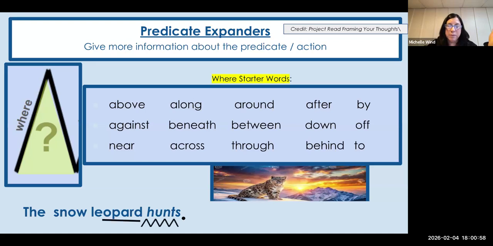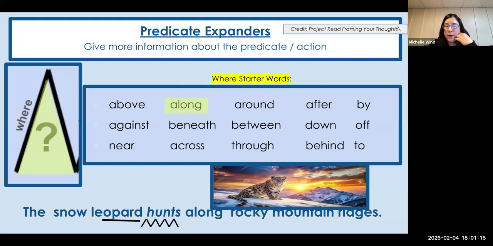So the subject is leopard, the predicate is hunts, and we're going to use the starter word along. So we included a visual here. The snow leopard hunts along rocky mountain ridges. So this is just showing them different ways. Again, you could brainstorm and pick 2 or 3 of these and have kids orally tell you just by looking at the image in a text, in a section of your reading, and really for recall of comprehension of a text, asking these kinds of questions to pull out more information from them.